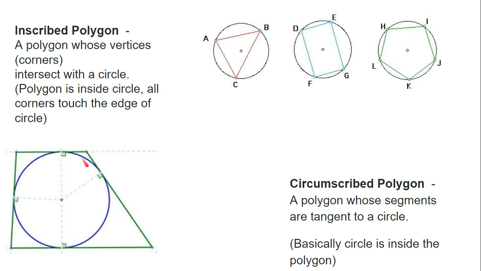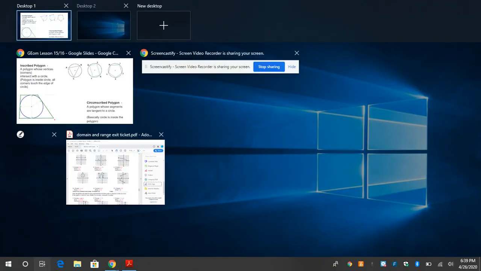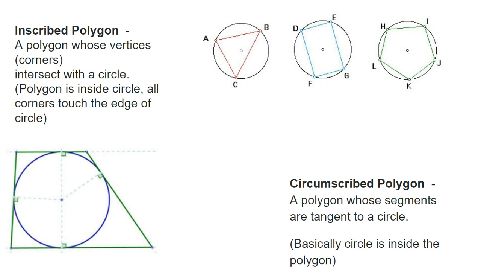So each segment of the trapezoid, so the trapezoid has 4 sides, so it has 4 segments, are tangent or next to or touching the circle. So if you see, every time I go over one of these segments, it's touching the circle. Okay, so basically circumscribed means the circle is inside. Inscribed means the polygon is inside the circle.